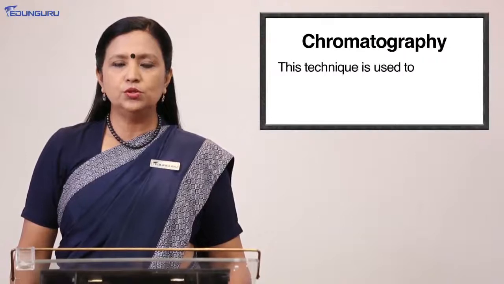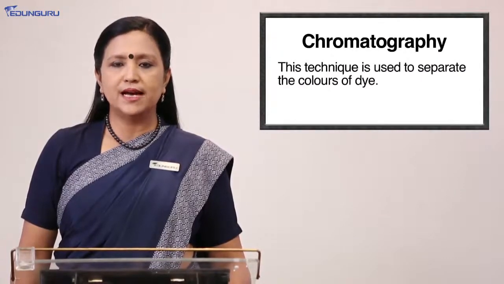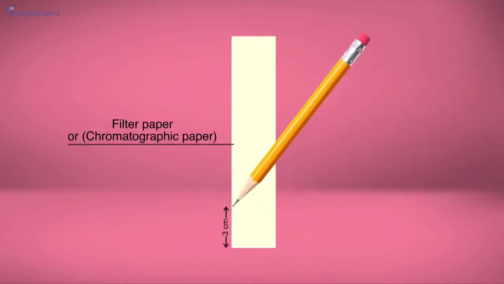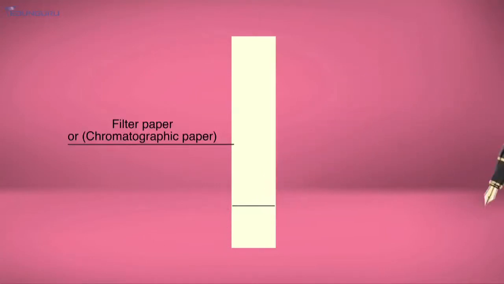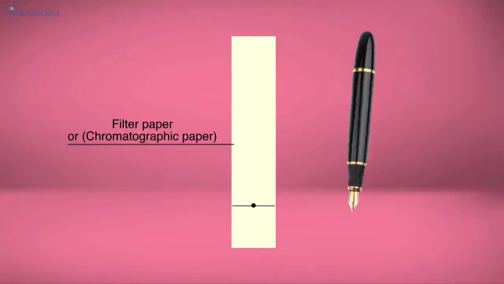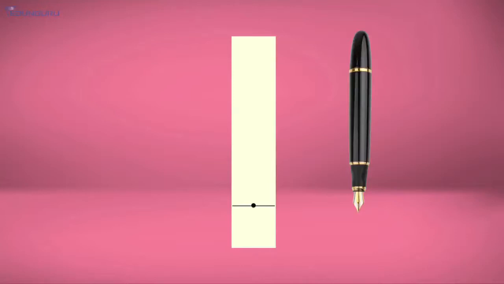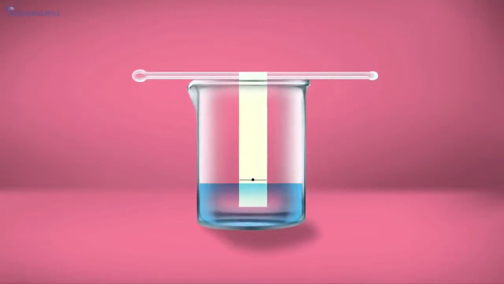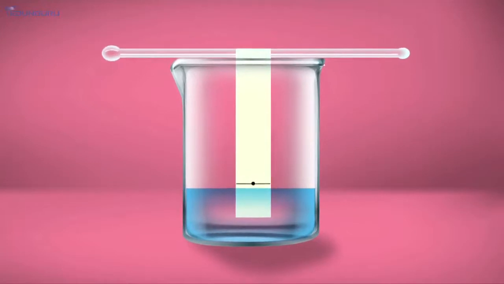Chromatography is used to separate the colors of a dye. Here we take a thin strip of filter paper or chromatographic paper. On the lower edge, 3 cm above the lower edge, we will draw a line with a pencil. In the center, we will make a dot with black ink. The black ink should be water soluble, that is either of a sketch pen or fountain pen. Now we will place the chromatographic paper or the filter paper in such a manner in a beaker of water that the water level is just below the ink.